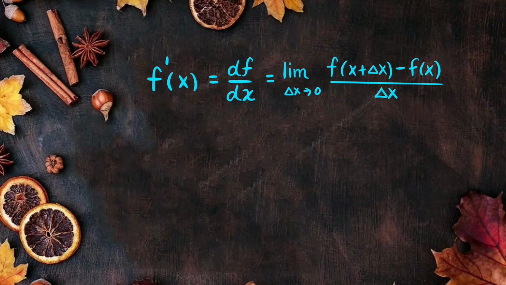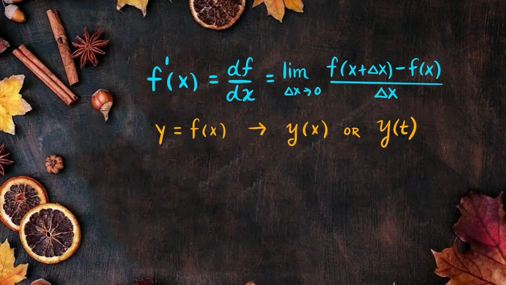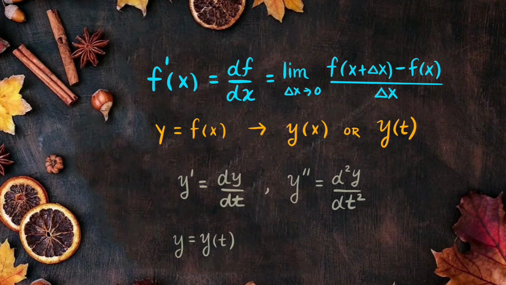The derivative of a function, f prime, df dx, can be defined in its limit definition. Here, we'll use the function y of x, or rather y of t, where t is a continuous variable. Here we'll use y prime for the first derivative and y double prime for the second derivative.